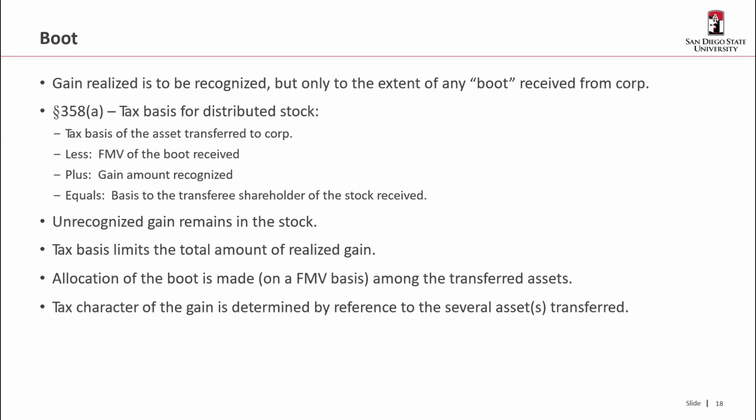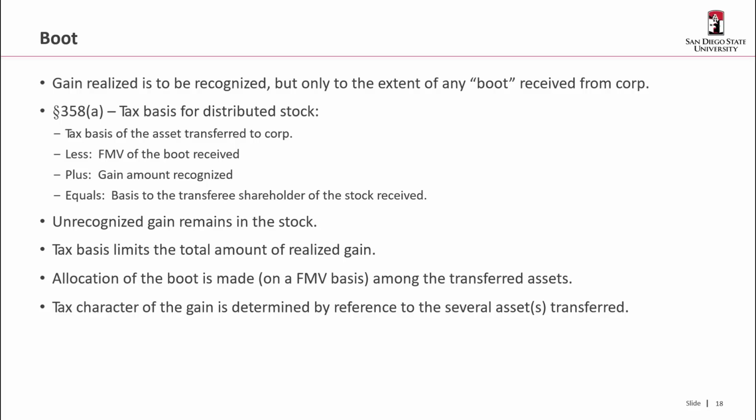All right. So what is the tax basis for the distributed stock, right? So the tax basis of the assets transferred to the corporation minus the fair market value of any boot received plus any gain you recognize on the exchange equals the basis to the transferee shareholder of the stock received. And that should feel a ton like basis under a like-kind exchange because that is basically the same calculation. Any unrecognized gain remains in the stock.